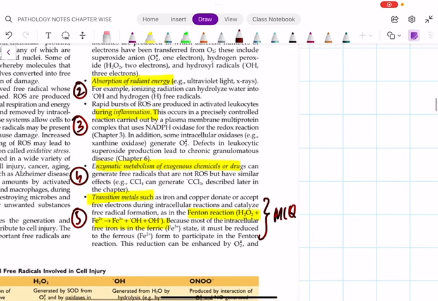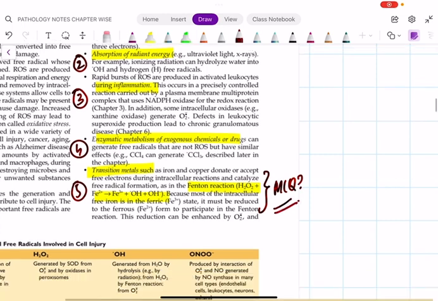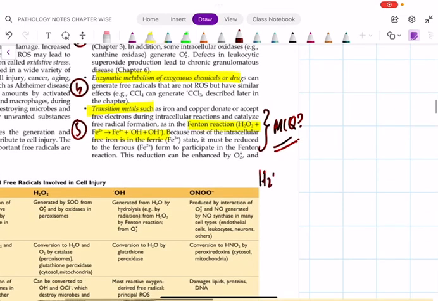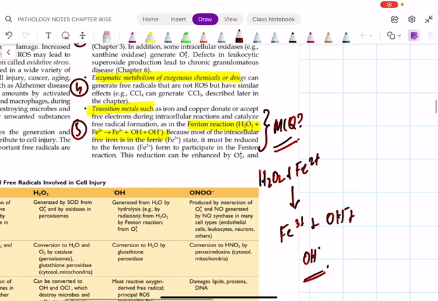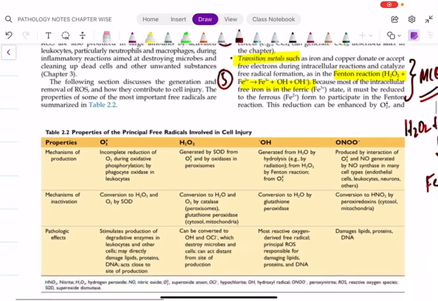What is Fenton's reaction? They will give a reaction and you have to identify it. Fenton's reaction means hydrogen peroxide plus Fe2+ leads to Fe3+ plus OH- plus hydroxyl free radical. Here I have given a table.